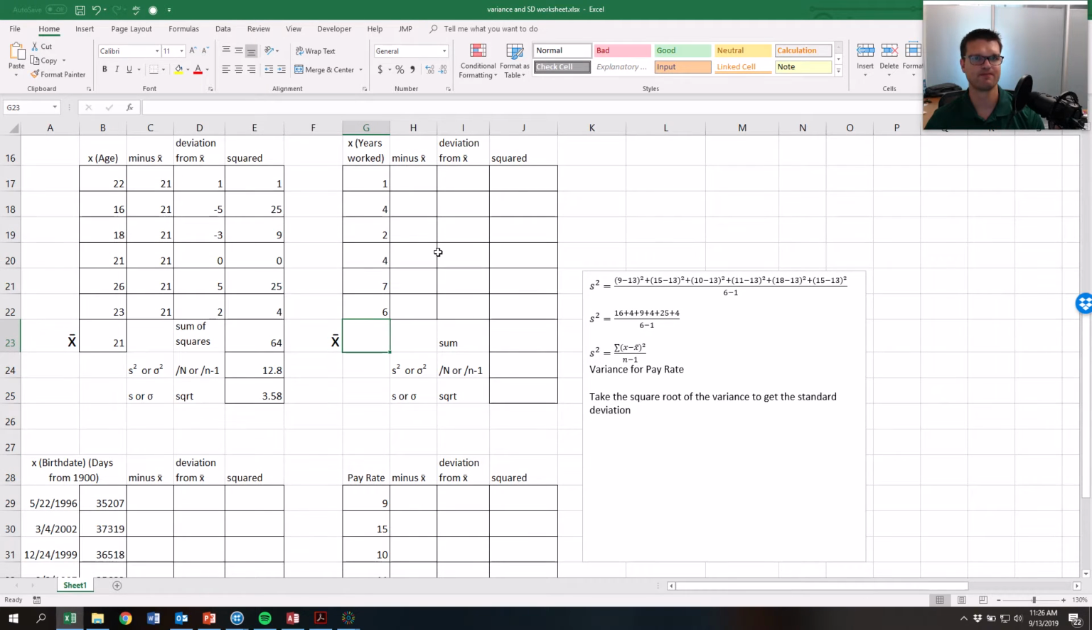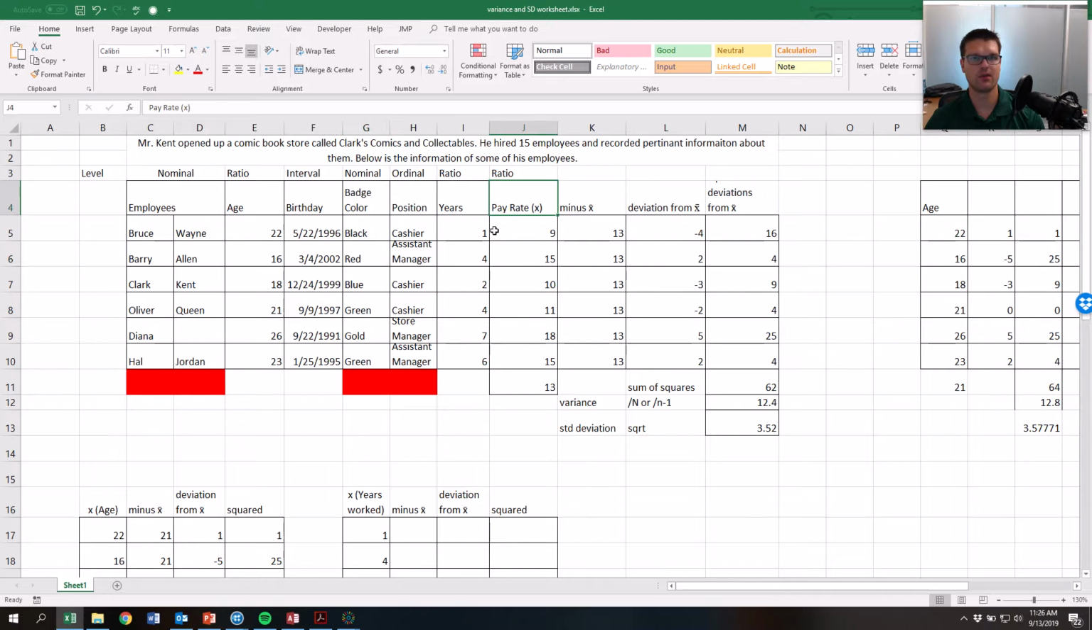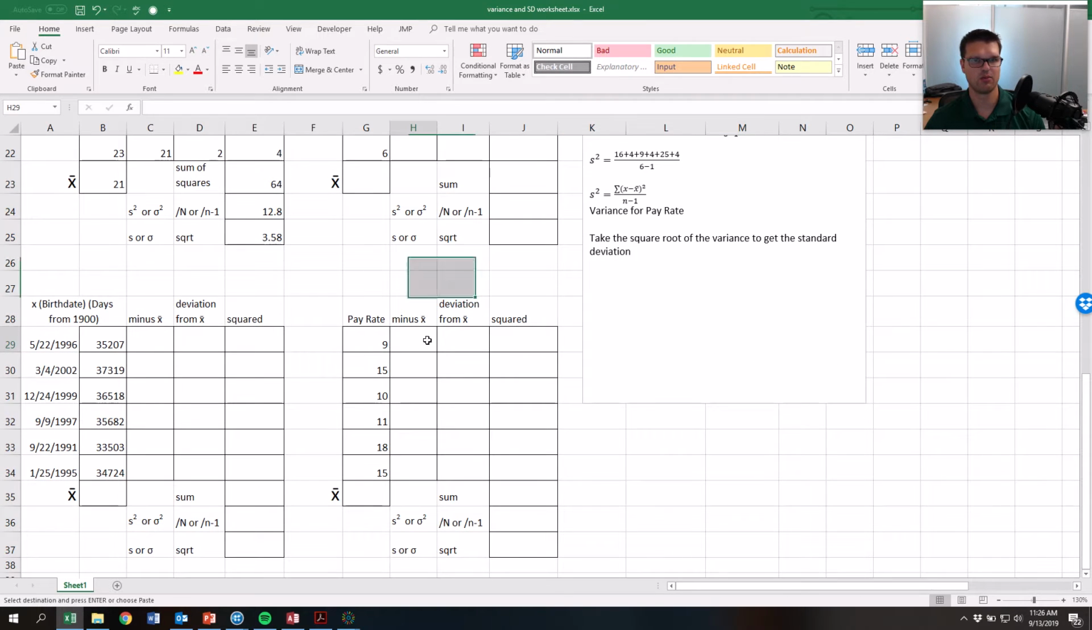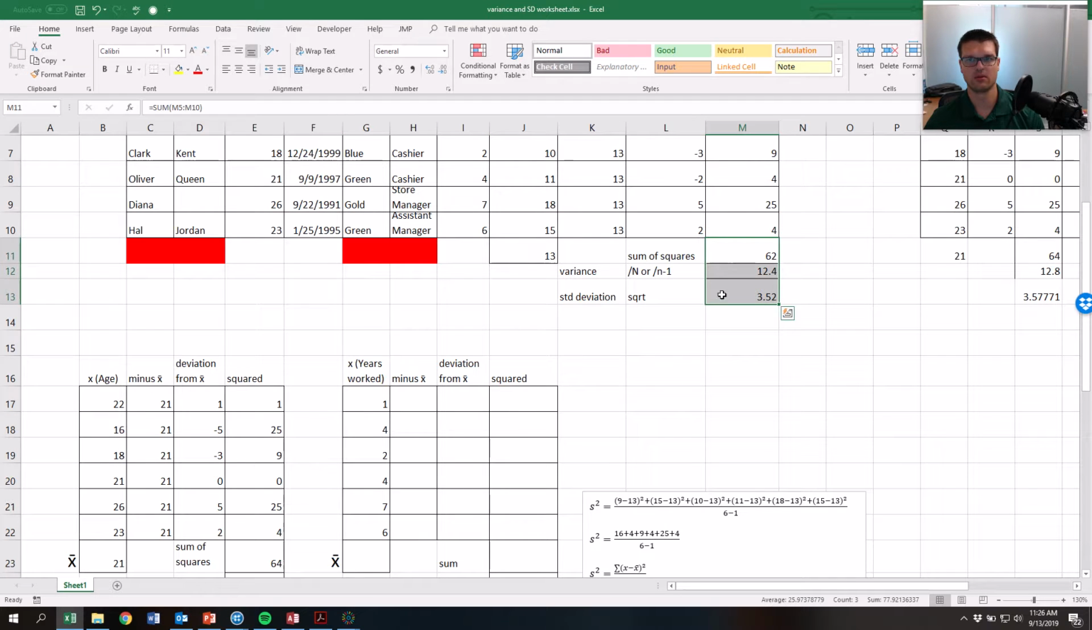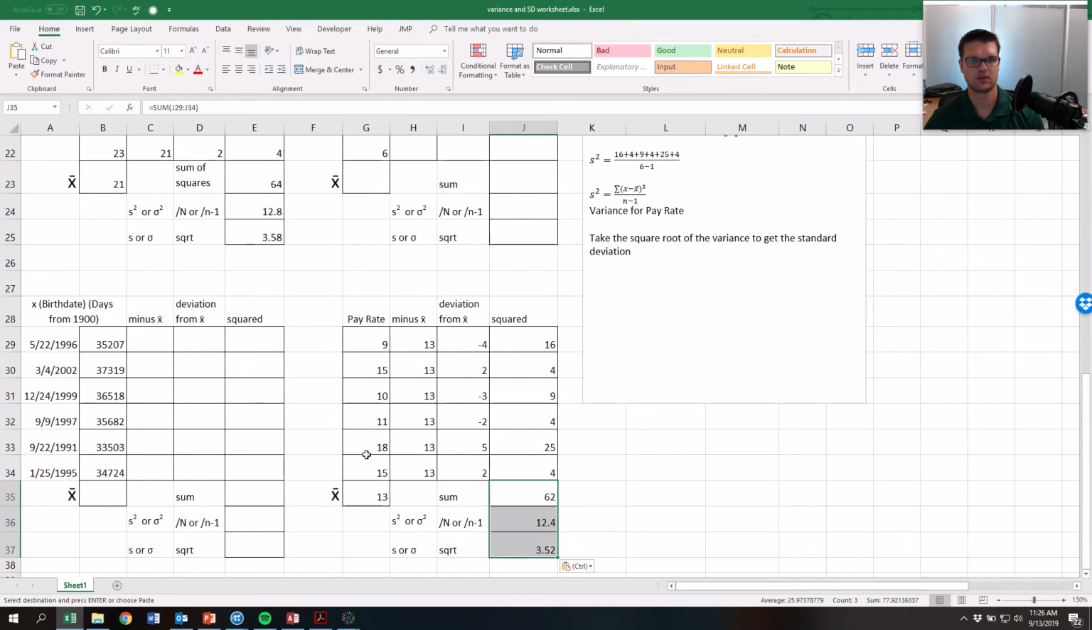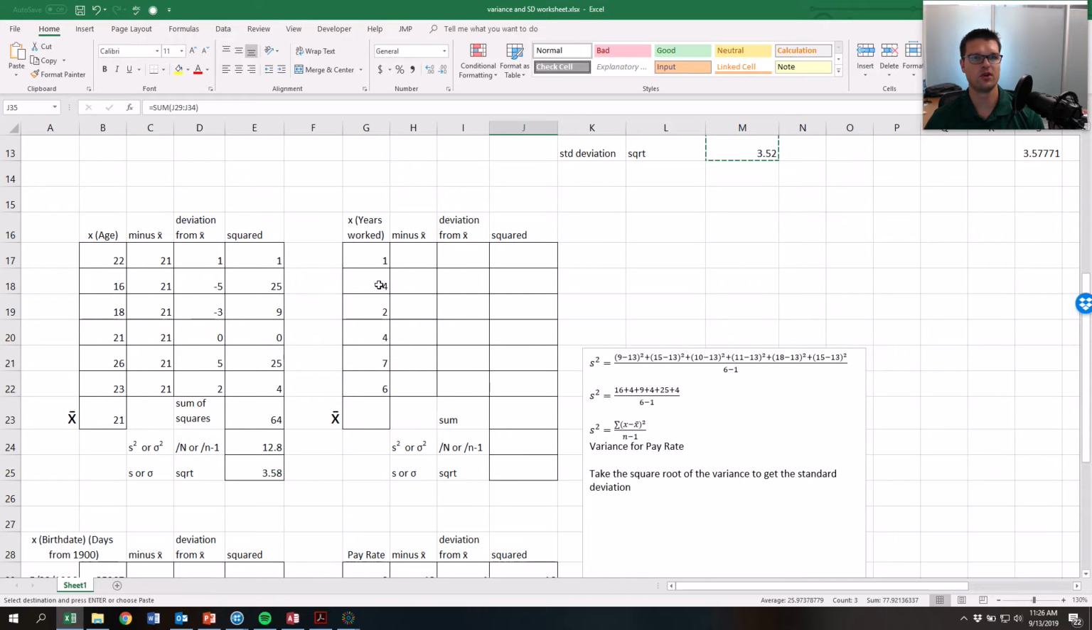So years worked. We already did pay rate, which I'm just going to Control C and paste here, because we already did that. So we've got pay rate done. Now we're going to do years worked. So equals sum, and we're going to add up all of these together and divide it by the total number of observations, which is 6.